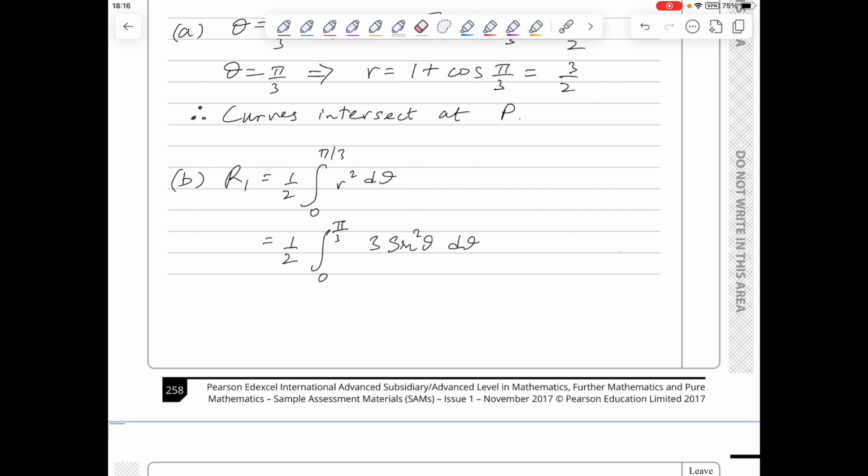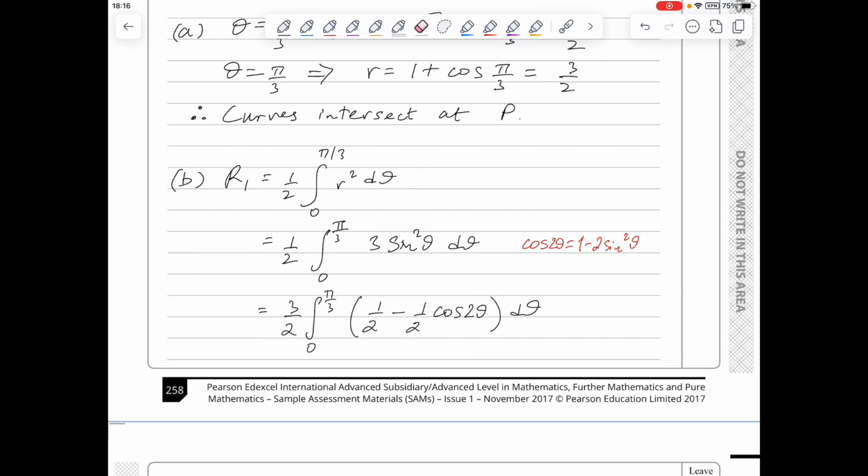And in order to integrate that, I will use the following identity: cos 2 theta equals 1 minus 2 sine squared theta. So if you rearrange this one and substitute, you'll get 3 over 2 integral of 1 over 2 minus 1 over 2 cos 2 theta d theta. Now for the limits, I'm using the lowest value of theta up to the theta that corresponds to the point of intersection.